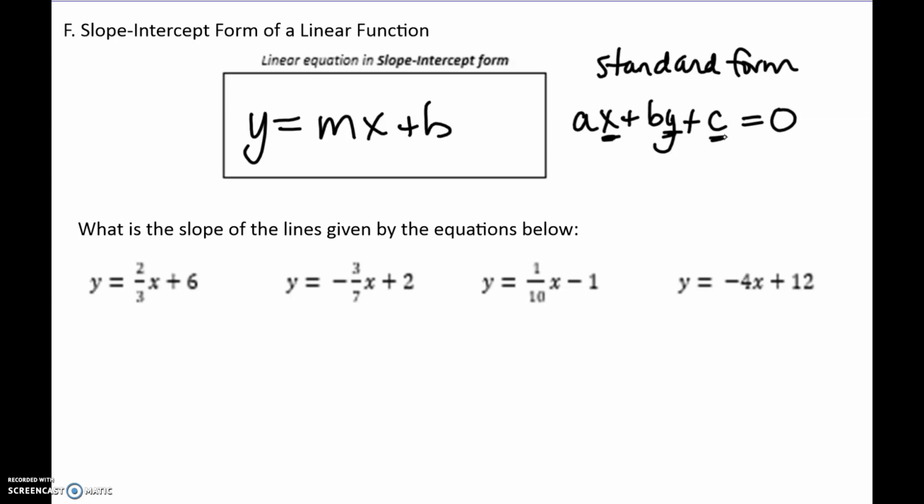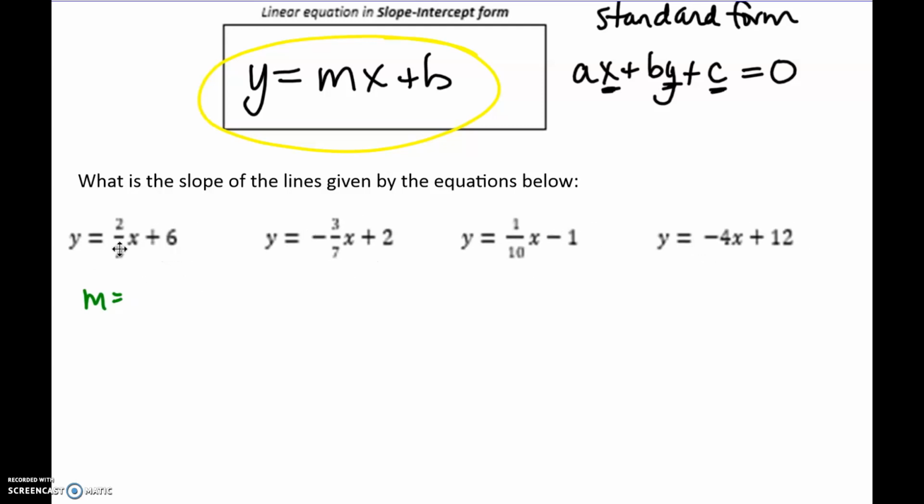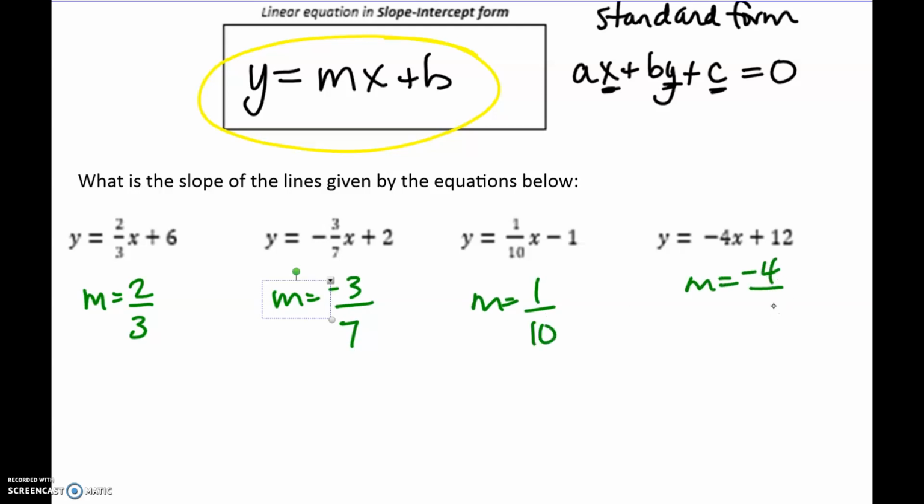Okay? Alright, so from looking at this in slope-intercept form here, we can figure out the slope right from looking. So you can see this first example is in slope-intercept form. The slope in this case is a rise of 2 and a run of 3. Slope in this case, rise of negative 3, run of positive 7. Rise of 1, run of 10. Rise of 4, run of, if there's no denominator, we would say 1.